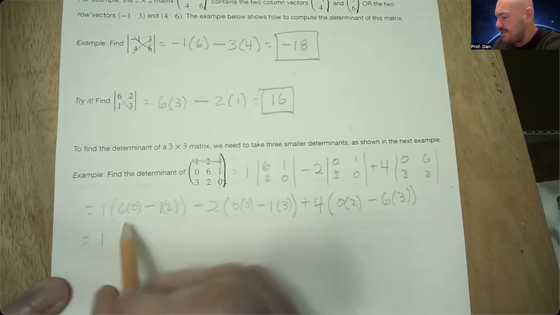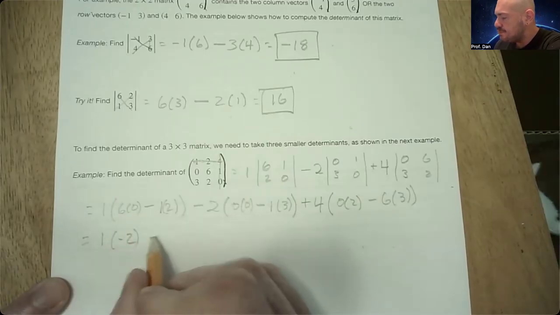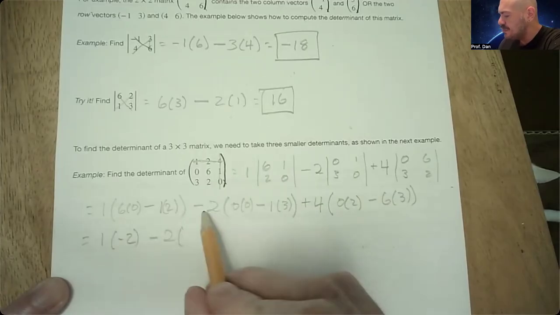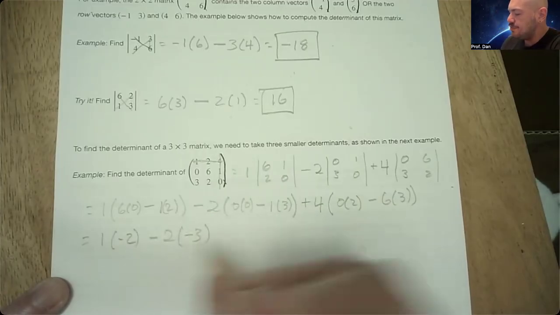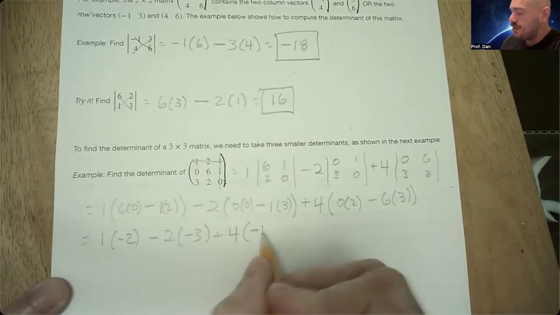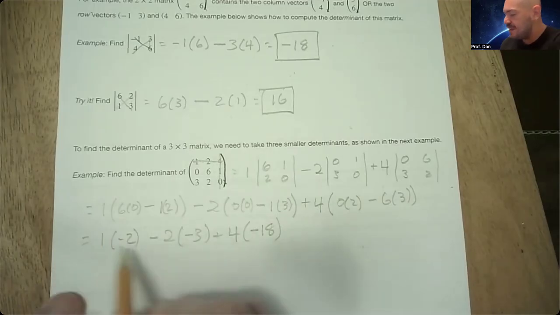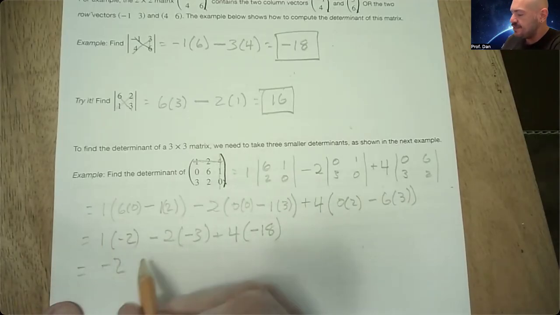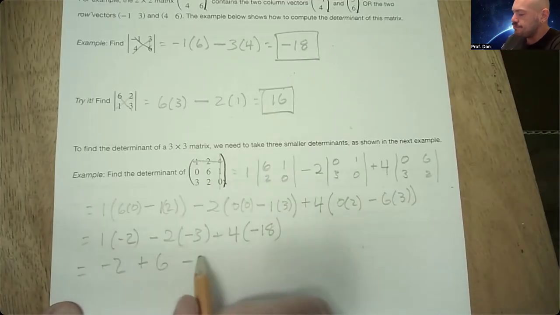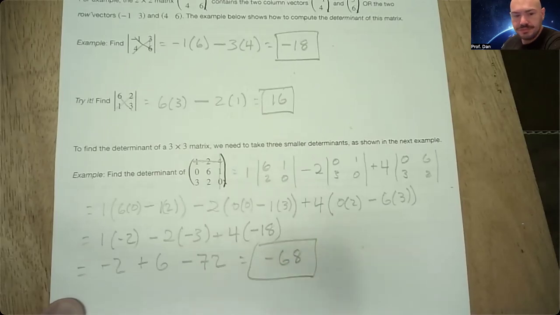And we do a little arithmetic. So 6 times 0 is 0. Minus 2, we get negative 2. All right, and then that'll become negative 3. And this will become negative 18. So now doing a little arithmetic, we get negative 2 minus negative 6, so plus 6 minus 72. That gives me negative 68. So that's the determinant of that 3 by 3 matrix.